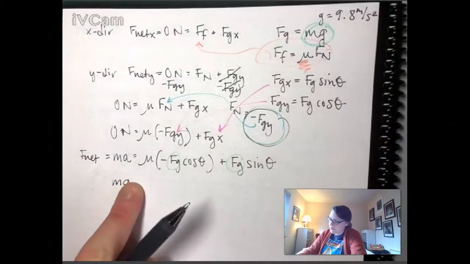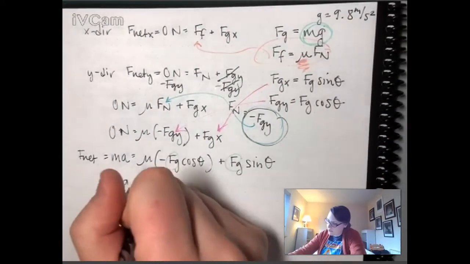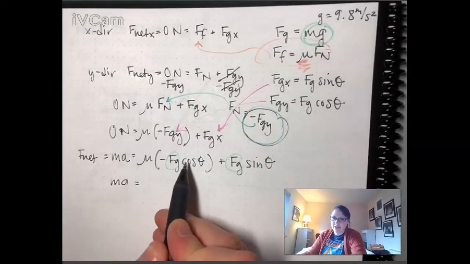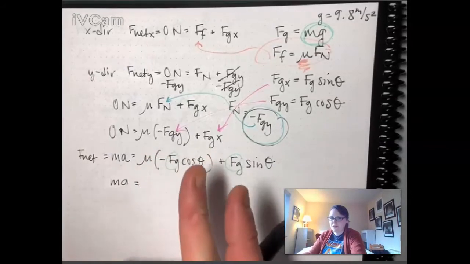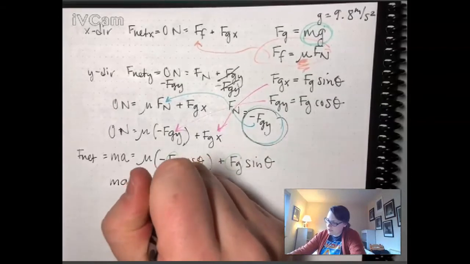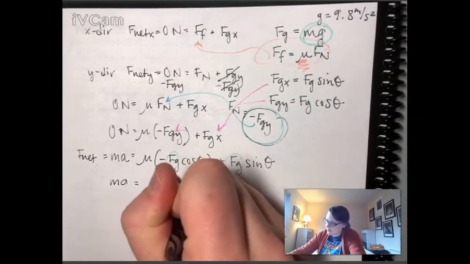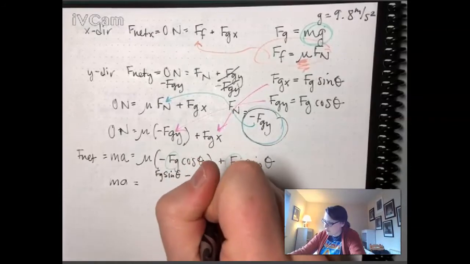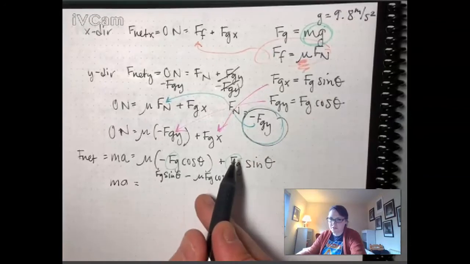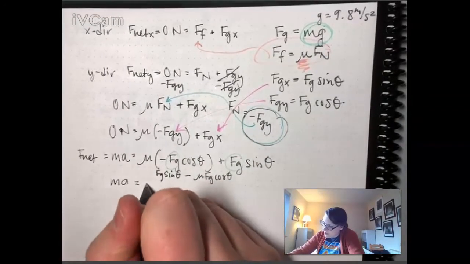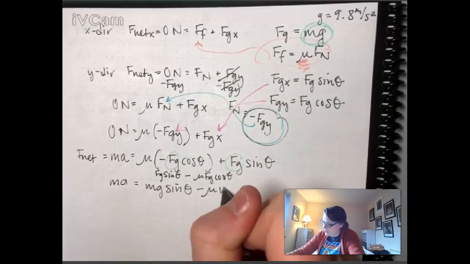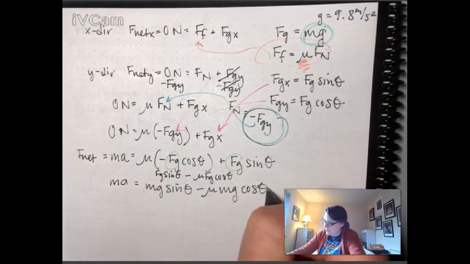Mass times acceleration, my net acceleration. And this is kind of annoying to have this minus in here, so I'm going to flip these two terms. So I've got force of gravity. Here, I can write out what I just did. Force of gravity times sine theta minus coefficient of friction, force of gravity, cosine theta. So I'm just flipping the order of these two terms. Now I'll put my mg in. Mg sine theta minus coefficient of friction, mg cosine theta.